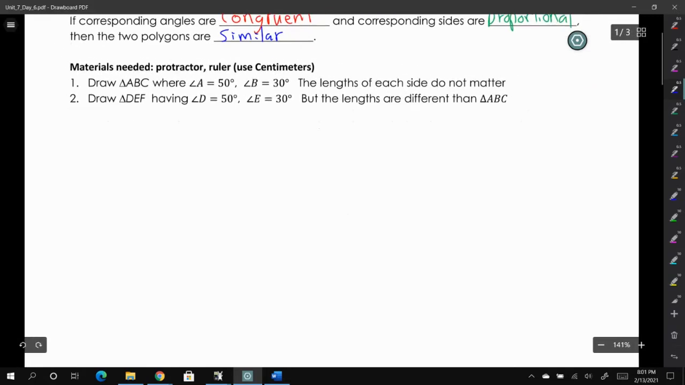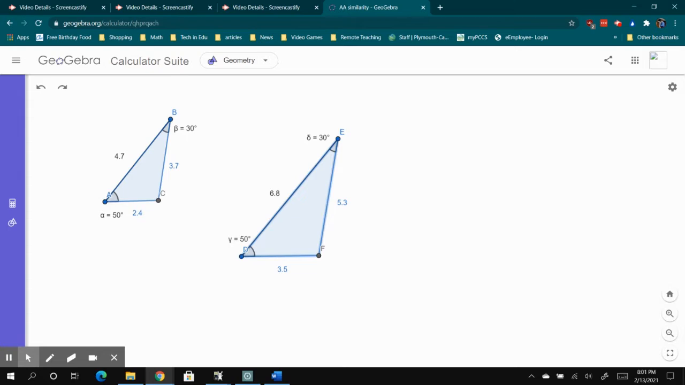So instead of getting out rulers and protractors and trying to draw all of this, I have a sketch pad open that we're going to look at, where I have all this laid out. So here I have that information. I have triangle ABC, where angle A is 50 degrees and angle B is 30 degrees. And I have triangle DEF, where angle D is 50 degrees and angle E is 30 degrees. Now, the measurements are there for us to fill in the table below.